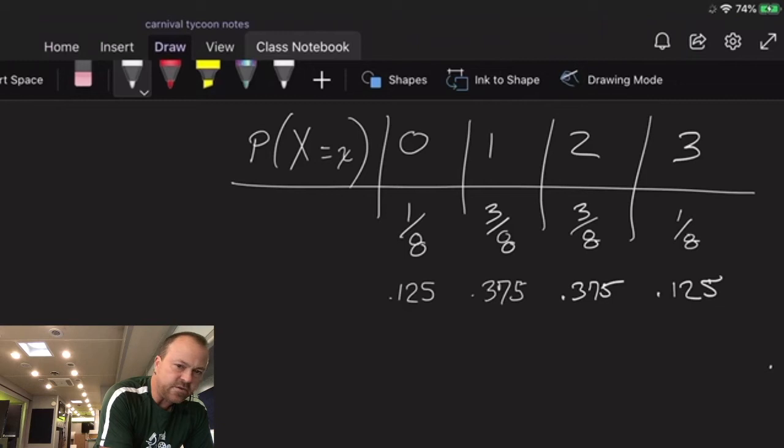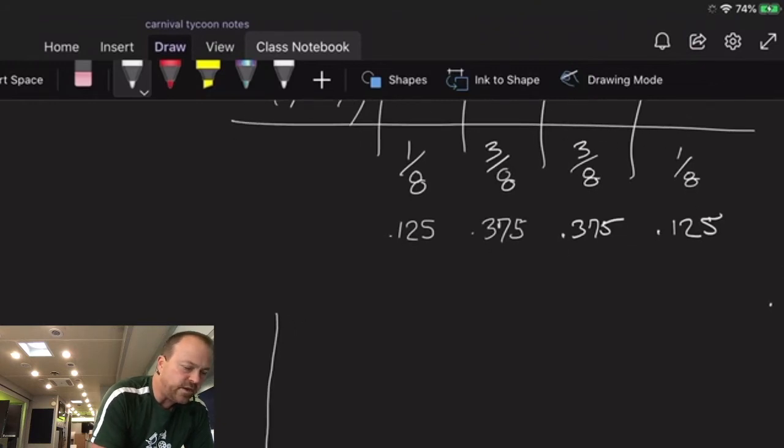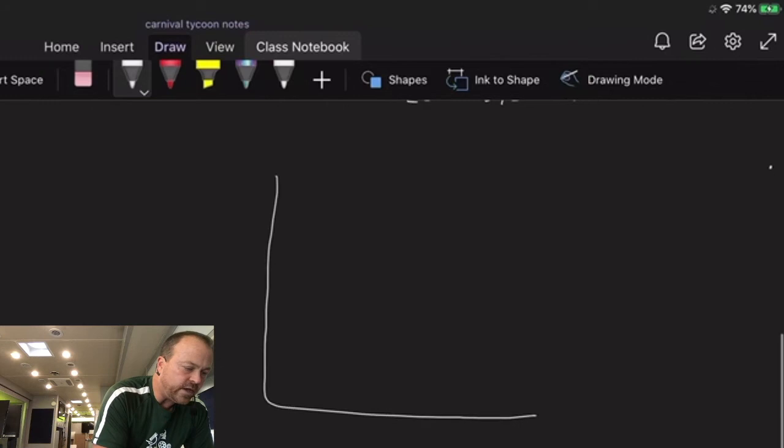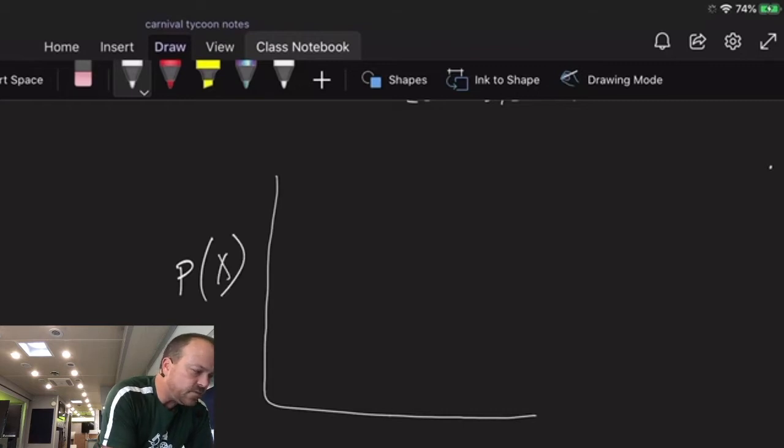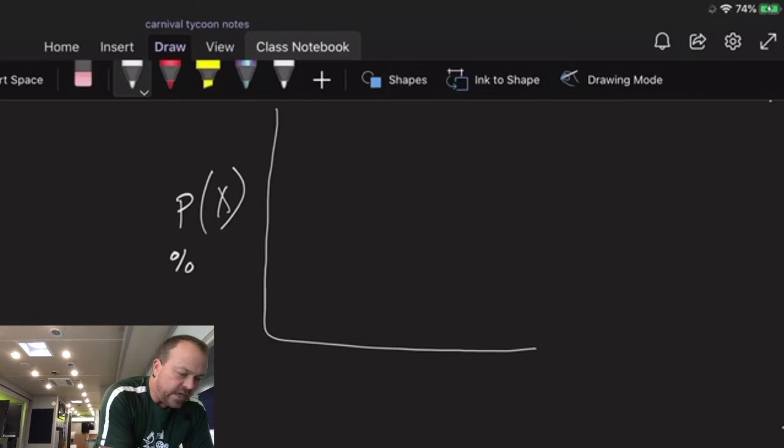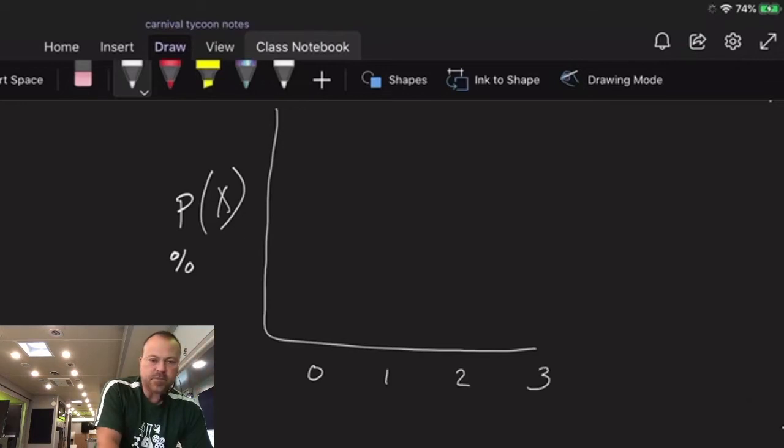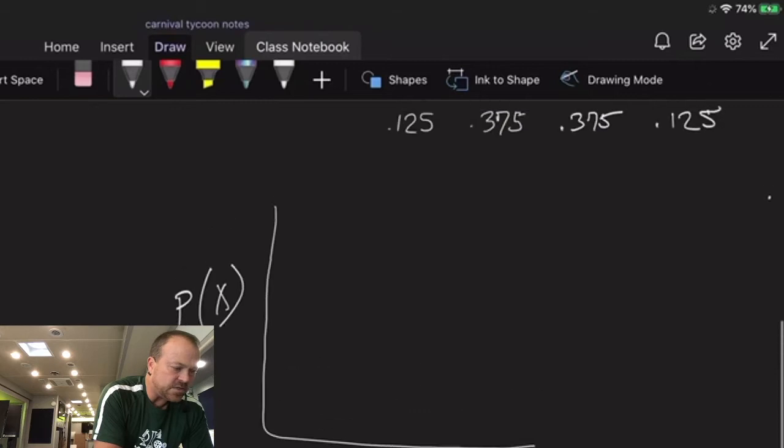See if I can write this on here for you so you can see it. So over here on the left-hand side of the graph, we'll go ahead and write the probability of x. And we'll do this in terms of percentage. That might be the best way to represent that on this one, in percentage. And we have some options at the bottom. 0, 1, 2, and 3.